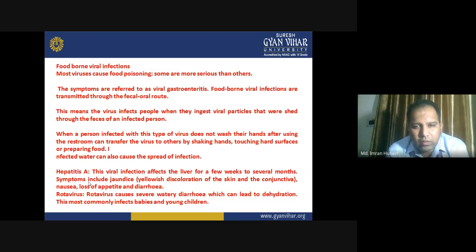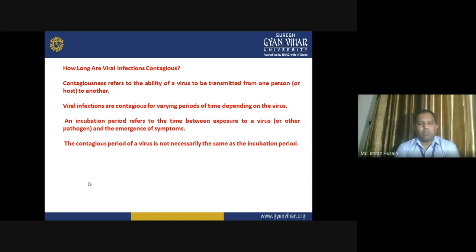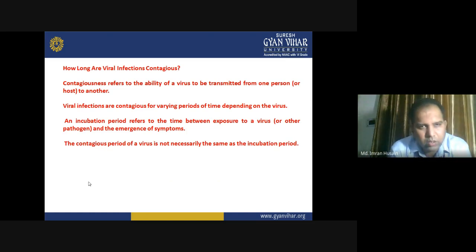Okay, for a week to several months. Symptoms include jaundice, yellowish discoloration of skin, nausea, loss of appetite, and diarrhea. And when it comes to rotavirus, rotavirus causes severe vomiting, diarrhea, and can lead to dehydration. It most commonly infects babies and young children. So you can see all the viruses that are causing infection are really very lethal in nature.